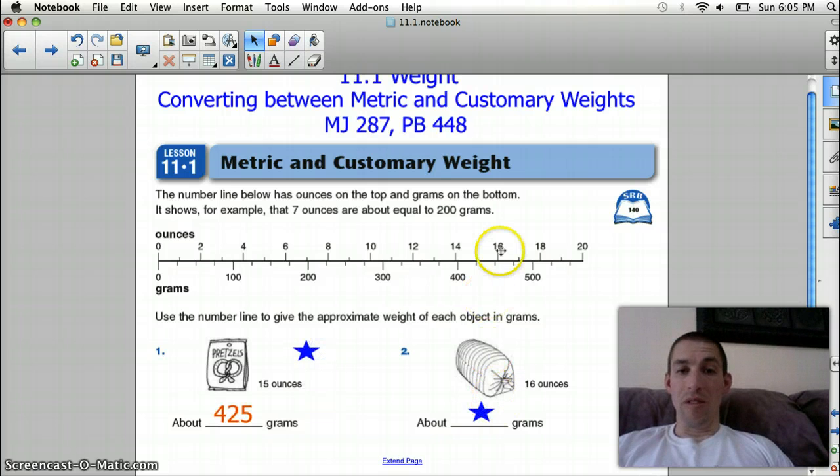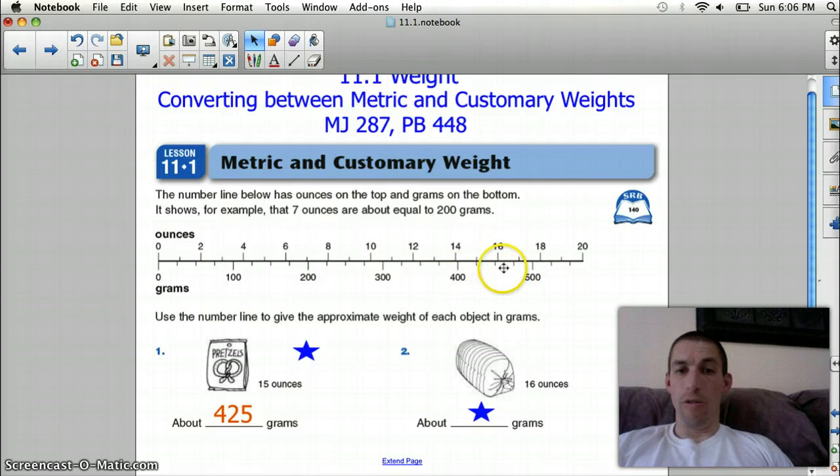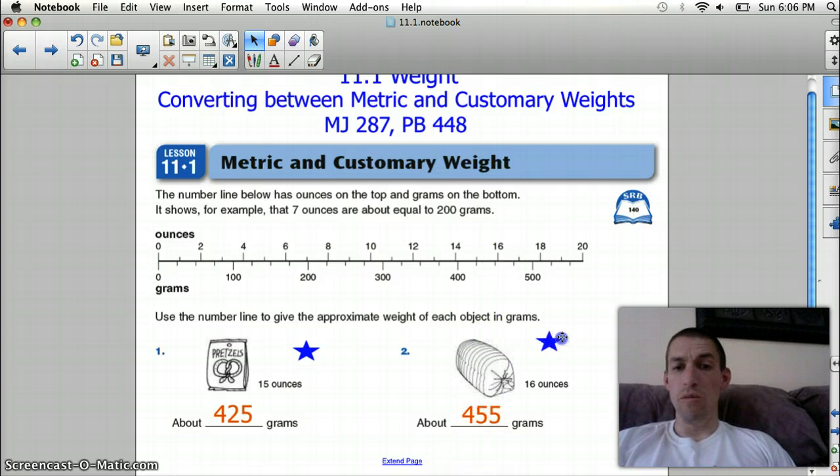What about this one? 16. Let's go. These are marked at 25 because they're split into 4 parts: 425, 450, 475, 500. So 16 is a little bit more than 450. So I'd say 452, 455, close to it.